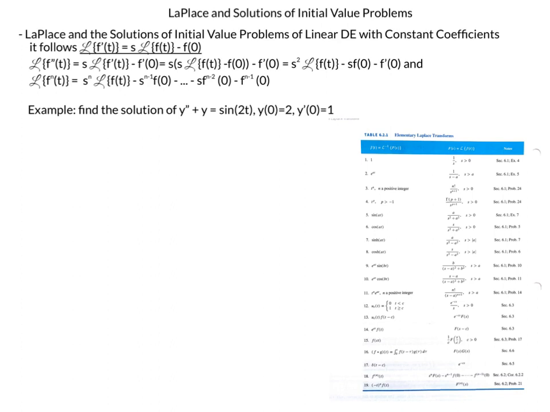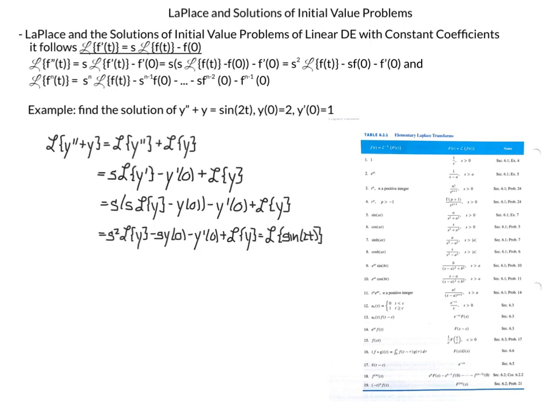Here's the table, and the first example is to find the solution of the equation y double prime plus y equals sine of 2t, where y of 0 is equal to 2 and y prime of 0 is equal to 1. We're going to start by taking the Laplace transform of y double prime plus y, which is equal to, because it's linear, L of y double prime plus L of y. Looking up our table, we have s squared L of y minus s y naught minus y prime of 0 plus L of y. And that's equal to the Laplace transform of what's on the right, sine of 2t.